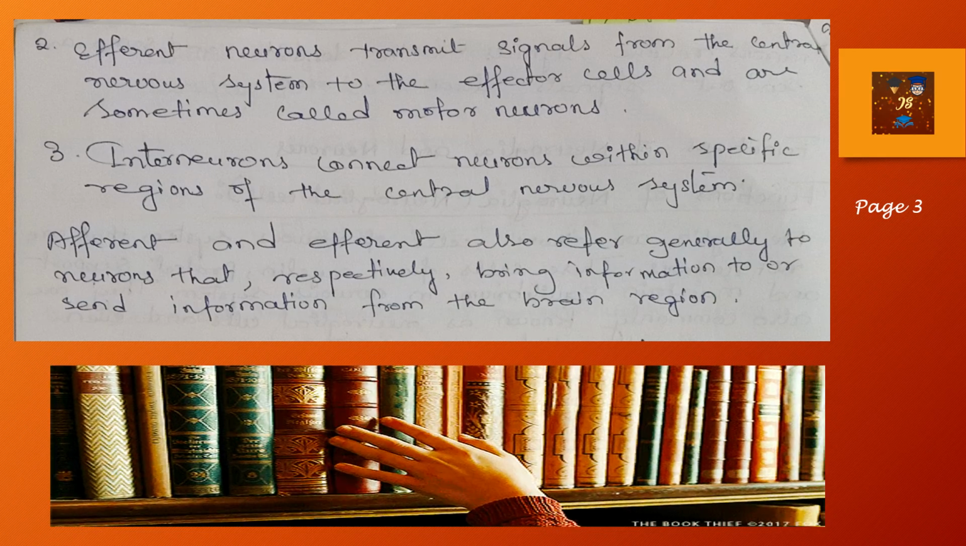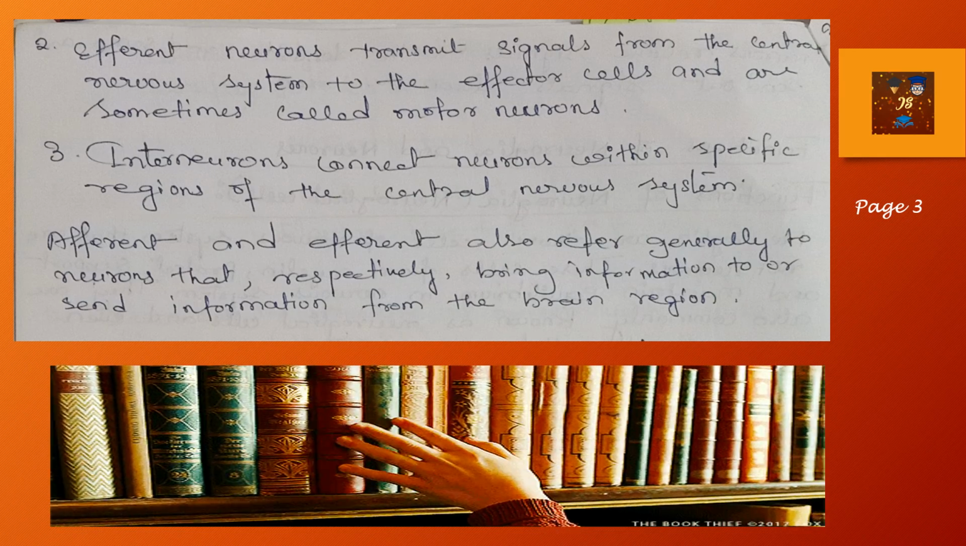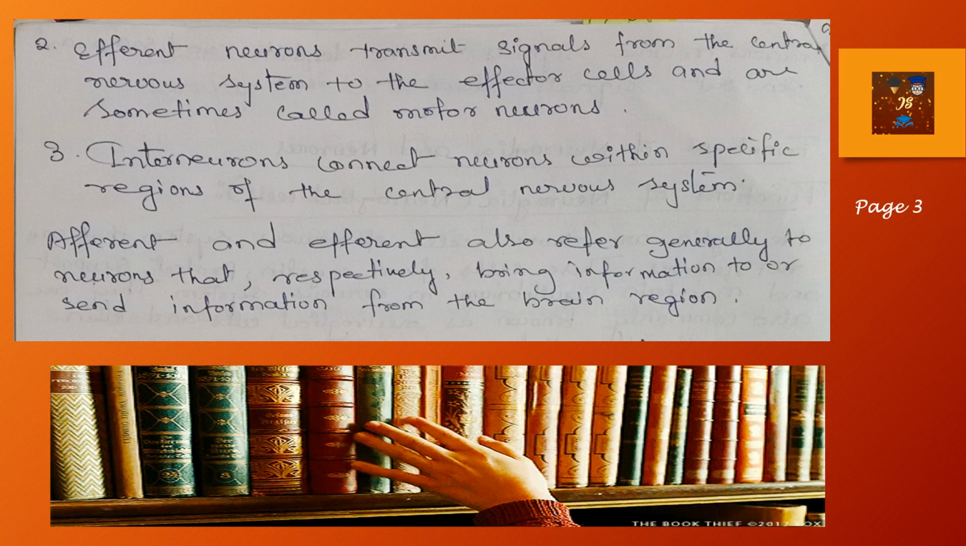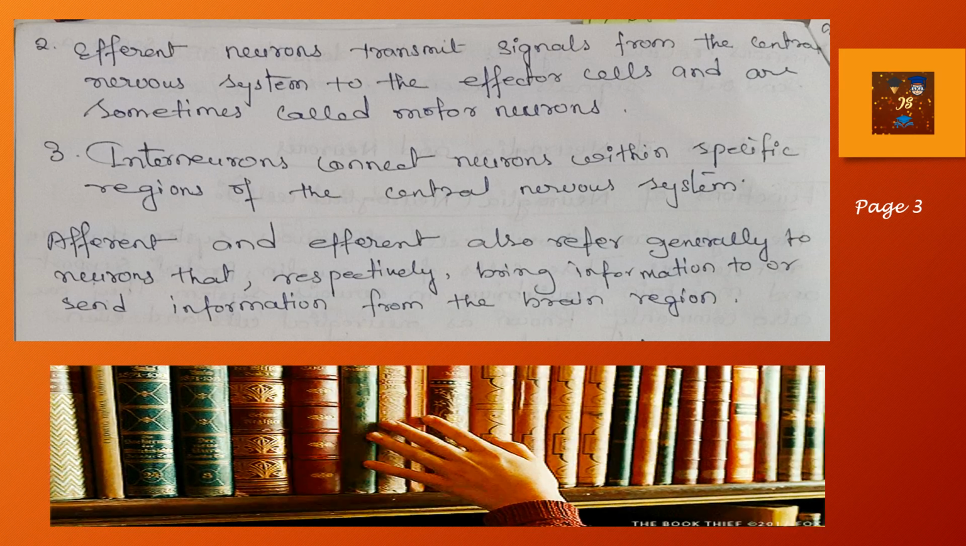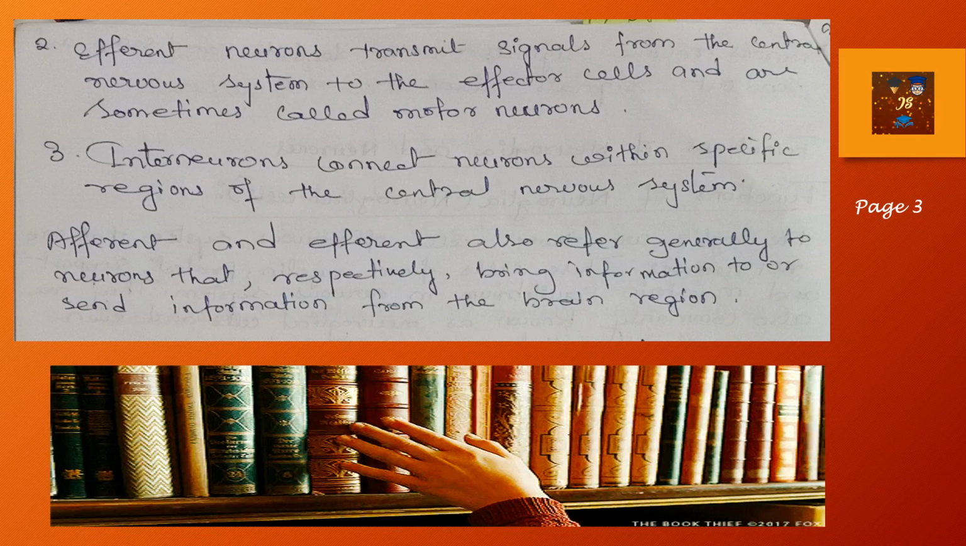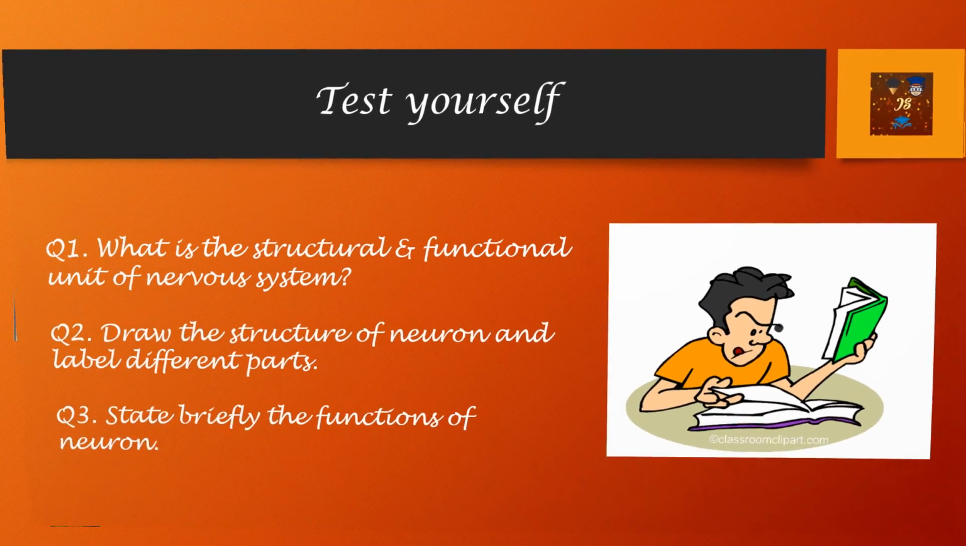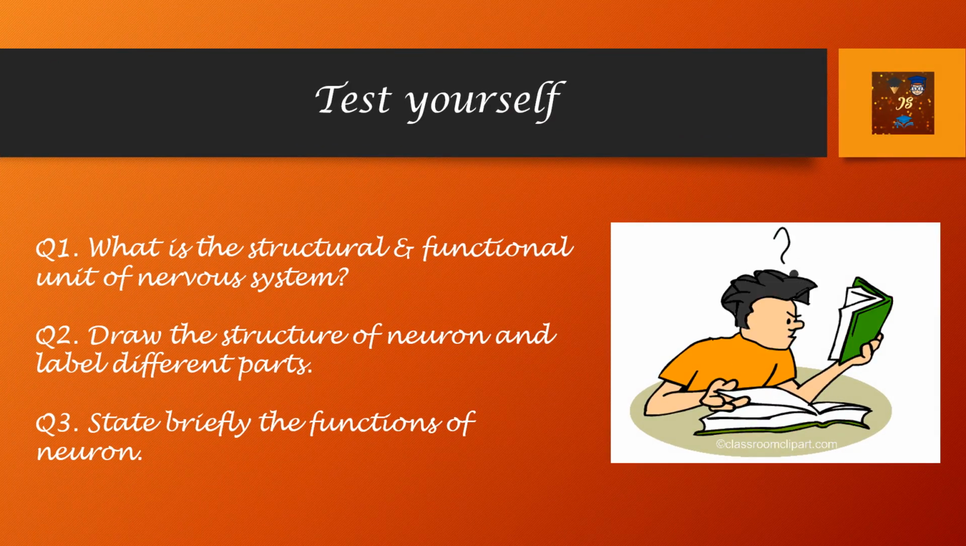Better you write these notes in your copy. And some questions are there. What is the structural and functional unit of the nervous system? You have to write in your copy. Number 2, draw the structure of a neuron and label different parts with the help of a pencil. And number 3, state briefly the function of neurons. Clear? Okay.